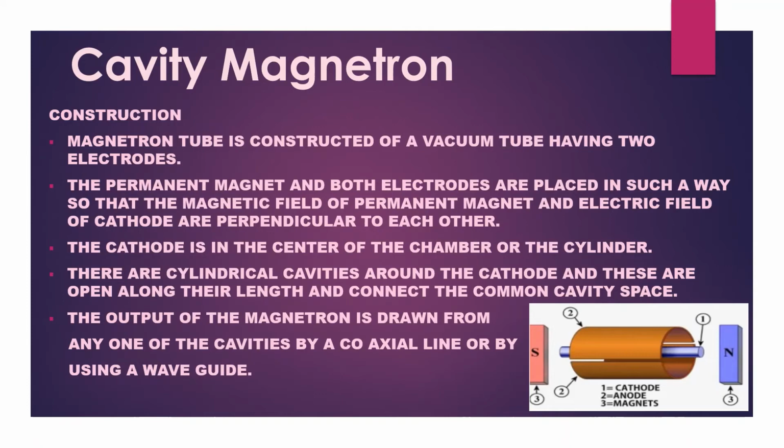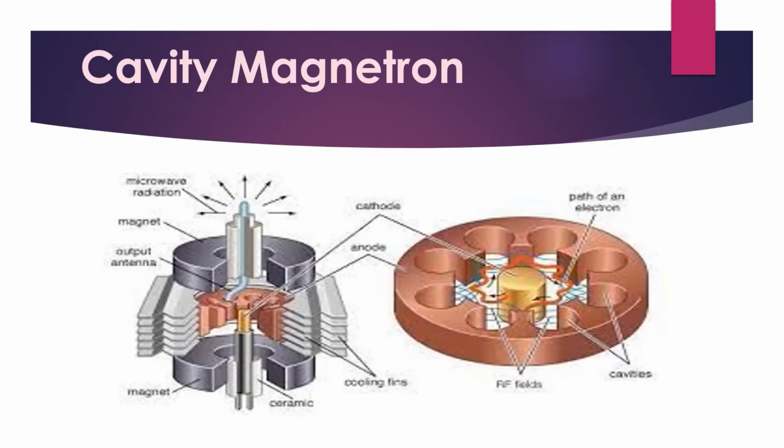Okay, in case of the reflex klystron we had only one single cavity. In case of magnetrons we can have from 8 to 20 anode cavities in a single cavity magnetron. The output of the magnetron is drawn from any one of the cavities by a coaxial line or by using a waveguide. A special waveguide is used to transfer this RF output to the device which has to be operated at microwave frequency. Understood? So this is a three-dimensional figure of a cavity magnetron.